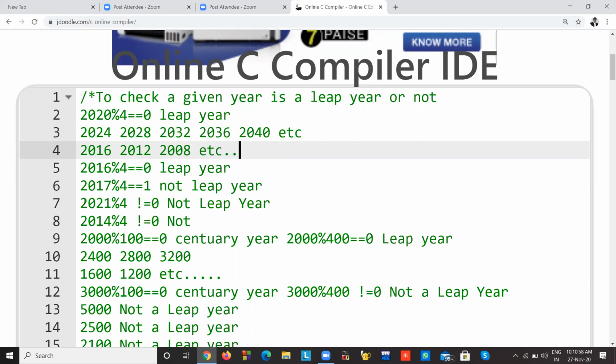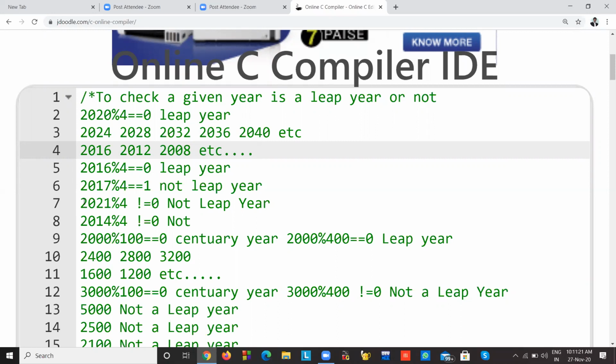Once you have an example of a leap year, just check whether it is a century or non-century. If it is a century year, add 400 or subtract 400 to generate other examples. So finally, what is the conclusion?